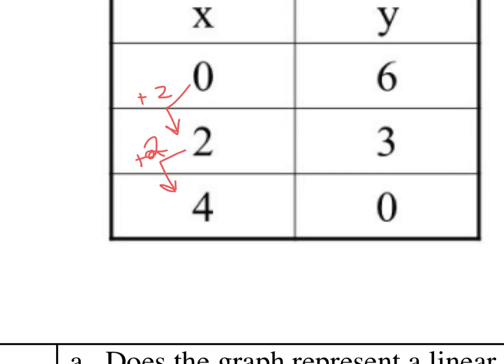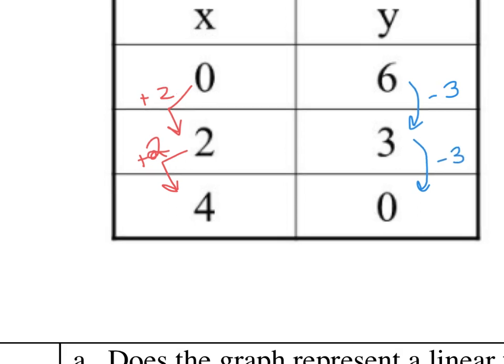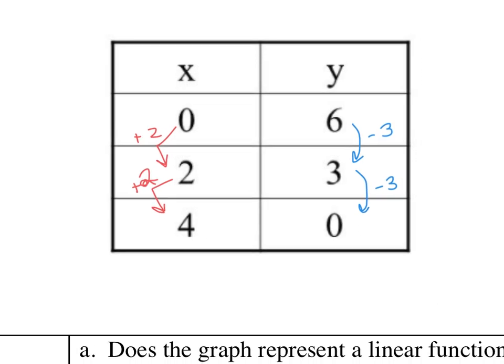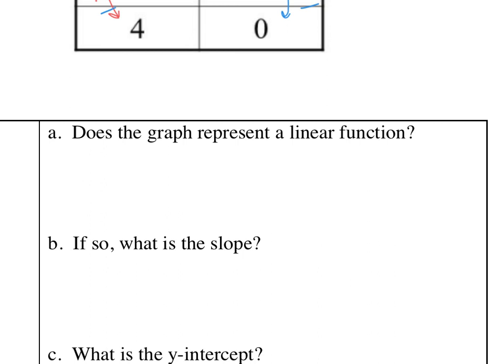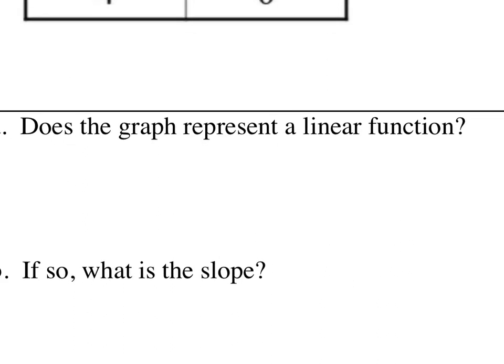When I go from 6 to 3, I go down by 3. When I go from 3 to 0, I go down by 3 as well. So if I look, I have the same change in y each time, and I have the same change in x each time. That's beautiful. That's exactly what I want. So I can say that this is a linear function. So I'm going to say yes.